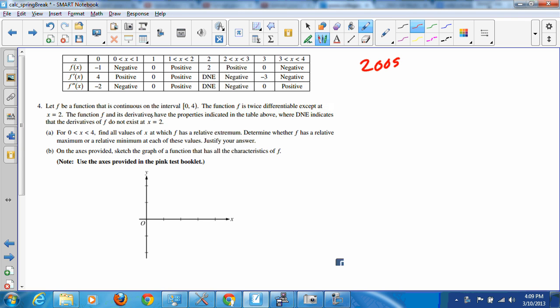Anyway, let's just first of all notice they give us a chart. This is the function f, its derivative, and its second derivative. And let's read through the problem. It says that it's continuous on the closed interval from 0 to 4. The function is twice differentiable except at x equals 2. So at x equals 2, the first and the second derivative do not exist. Alright, so those are still possible critical points.